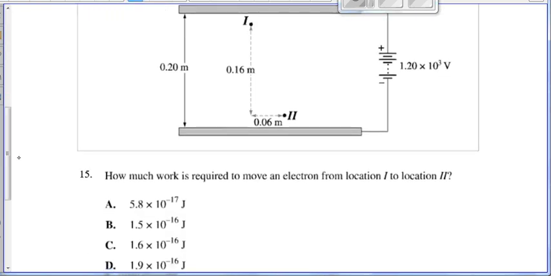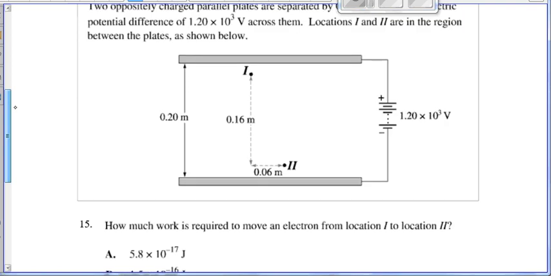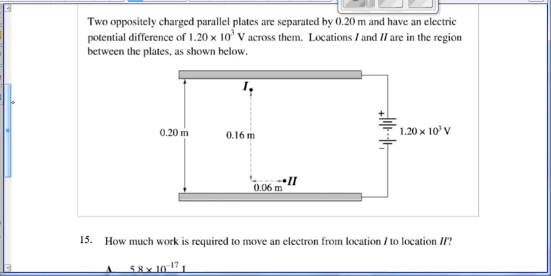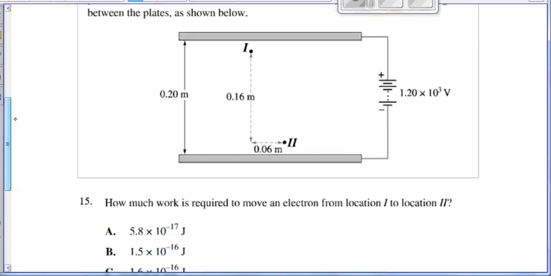Everyone take a look up here. The question says, look, we get 2 parallel plates. We got a distance between the plates, a potential difference between the plates, and then we have 2 locations, location 1 and location 2. We want to know the work that's required to move an electron from location 1 to location 2. So it starts here and it ends up right here.